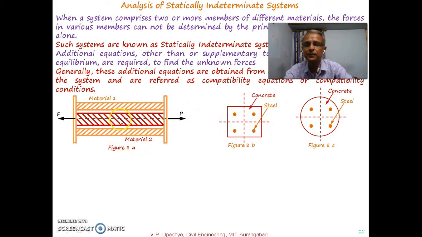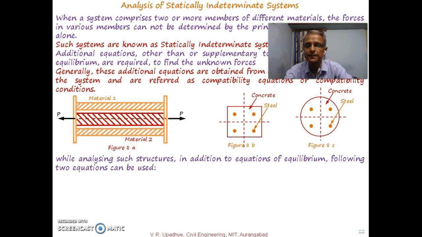Or for example, over here, suppose this is a bar and the bar is embedded into this pipe and they are acting together and force is applied over here. So out of this total force P, some will be taken up by this material, let us say material 2, and some will be taken up over here by material 1. And then how to go for analysis of it is, while analyzing such structures, in addition to equations of equilibrium, the following two equations can be used.